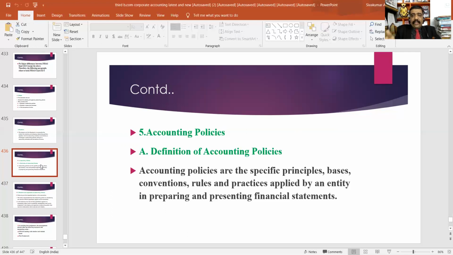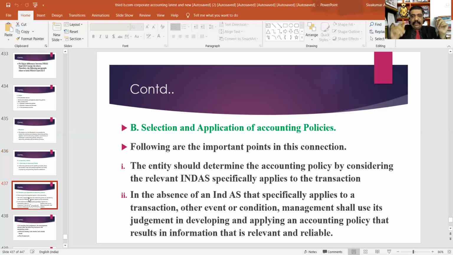To adopt the revaluation model is an accounting policy. To adopt the cost model is another accounting policy. Changing from the revaluation model to the cost model is an example of a change in accounting policy. The standard also helps us find the accounting policy in other cases. Then it should determine the accounting policy by considering the relevant INDAS.